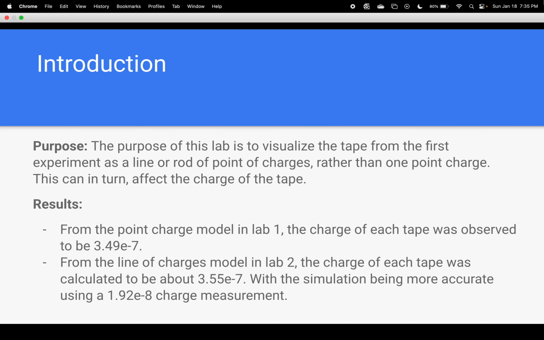The purpose of this lab is to visualize the tape from the first experiment as a line or rod of point charges rather than one point charge. This can in turn affect the charge of each of the tapes.